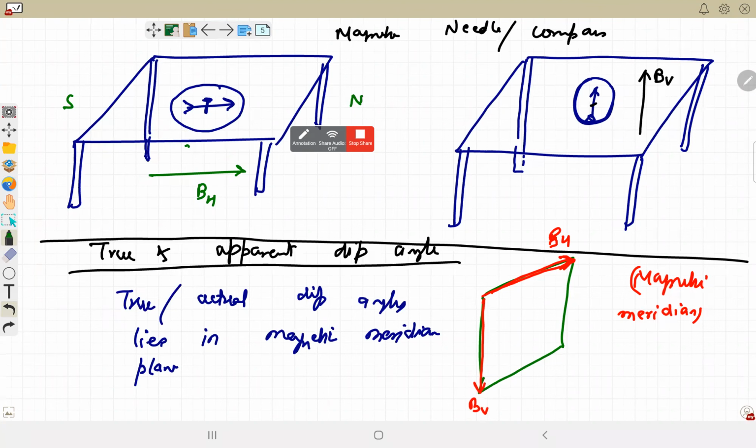BH, BV. The resultant of both has come. So in this plane, if we keep a dip circle, it will go toward the net magnetic field, so it will dip by an angle delta. The actual dip angle lies in the magnetic meridian plane, and we will calculate it as tan delta is BV upon BH.